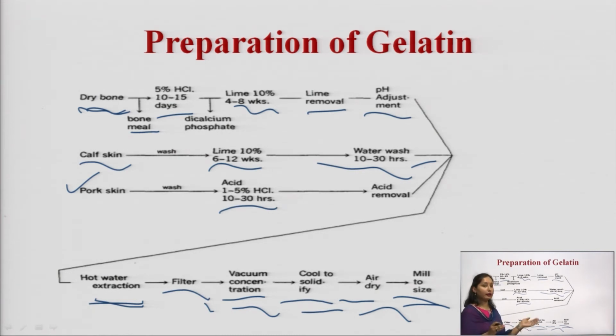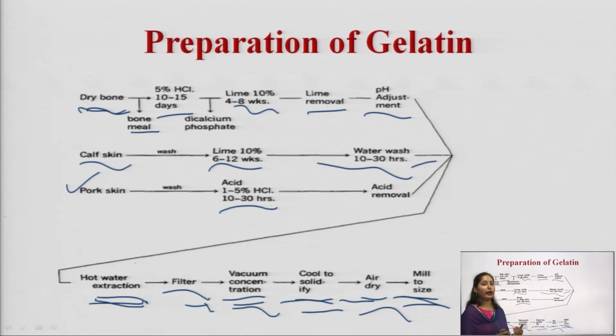Then after that we wash it with water to remove the complete trace of acid. Then finally we subject it to hot water extraction, then filter, then vacuum concentrate. Vacuum is applied to get the product concentrated, then it is allowed to solidify, then it is air dried, and finally milled to get the desired size. So, this is the process of how we extract gelatin from animal origin.